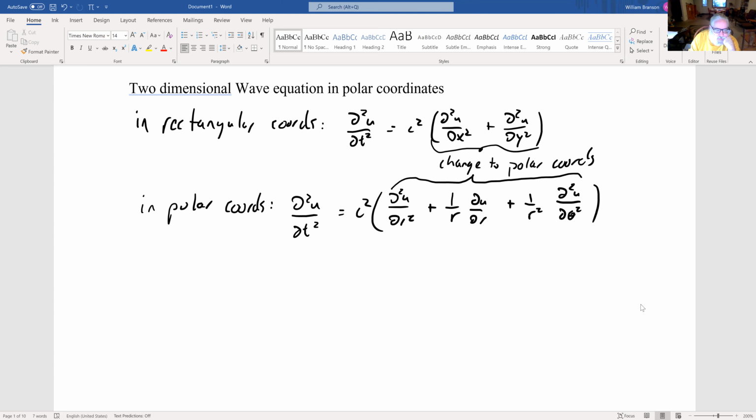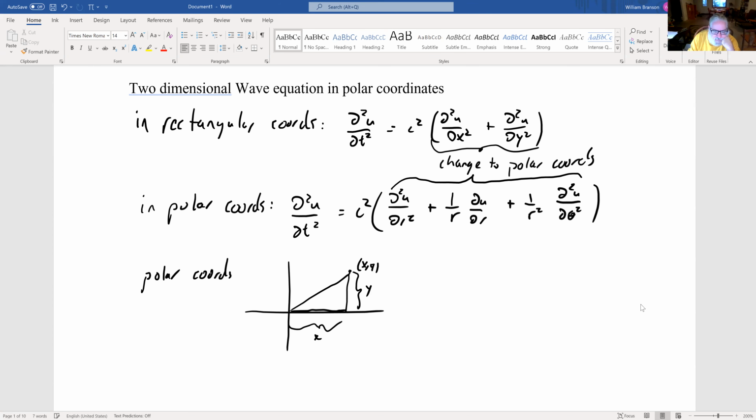And remember that for polar coordinates, the point x, y in the plane, you can draw a nice little triangle there. This distance is x, this distance is y. In polar coordinates, this angle is called theta, and this distance is called r. And then r squared equals x squared plus y squared, and tangent theta equals y over x. And so those are the relationships between polar coordinates and rectangular coordinates.